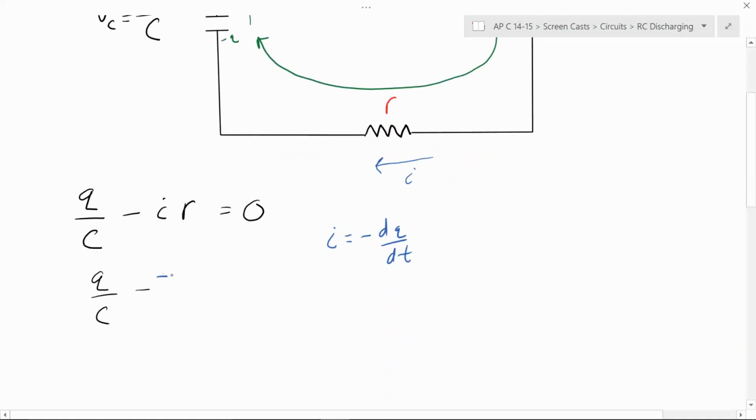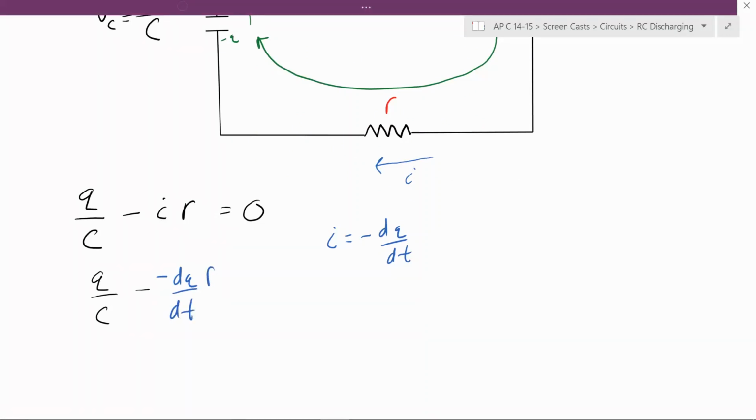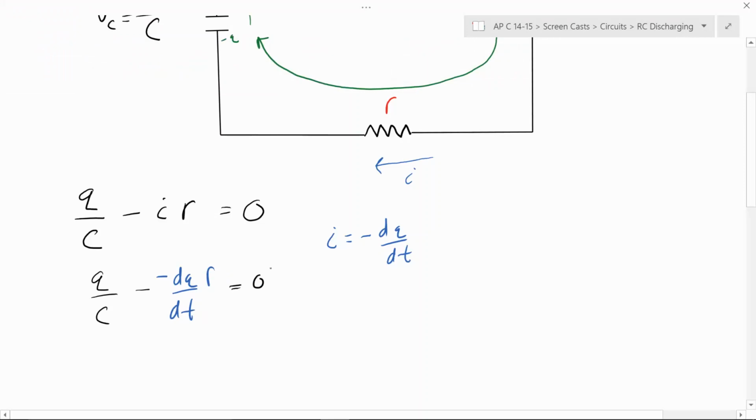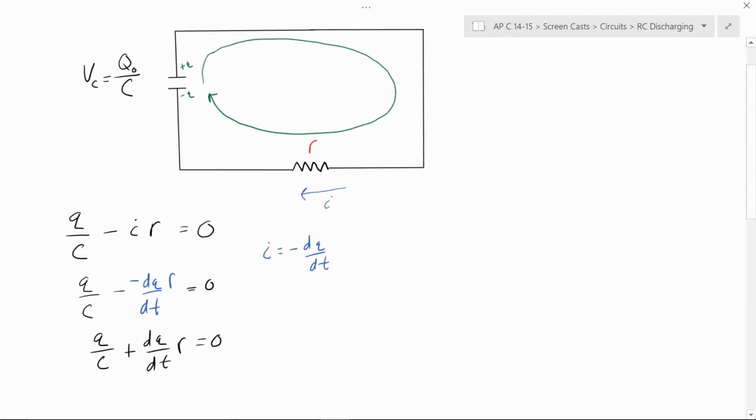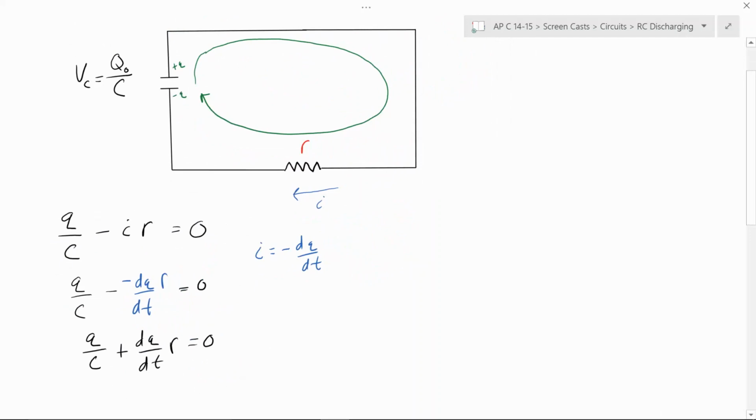And when you put in negative dq dt times R, that of course becomes plus. So you end up with Q over C plus dq over dt times R equals 0. Now there's another way that I sometimes like to envision this, and that is that it's a capacitor that is charging. It just happens to have a battery voltage that is 0. So if we wrote the exact same thing we did in the previous video, E minus Q over C minus dq dt R, because that's I.